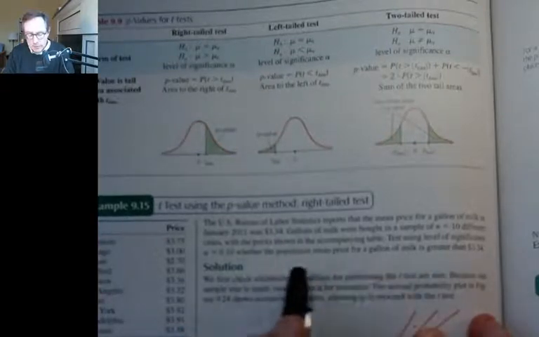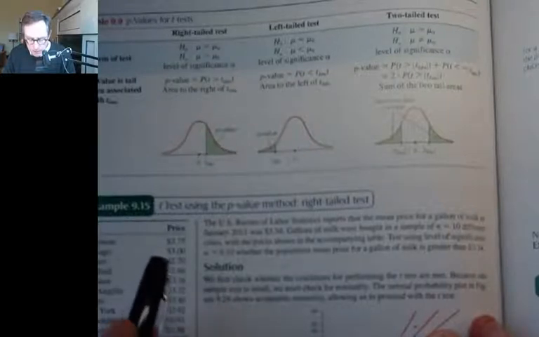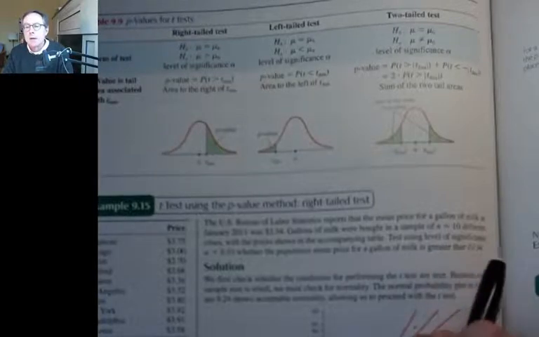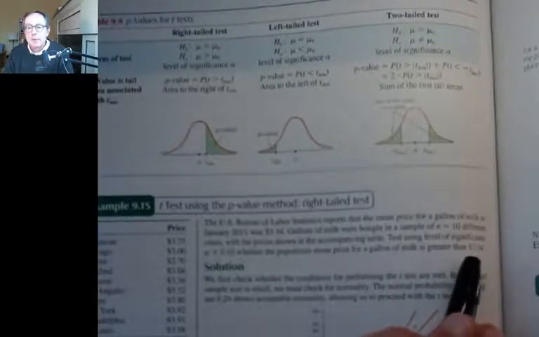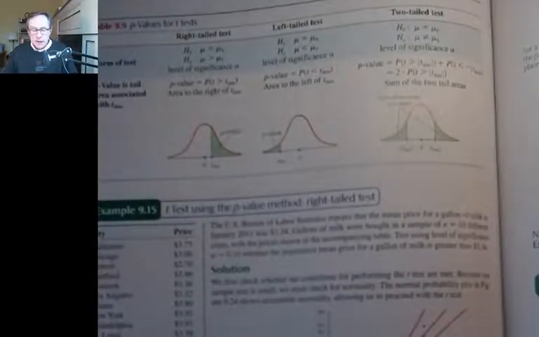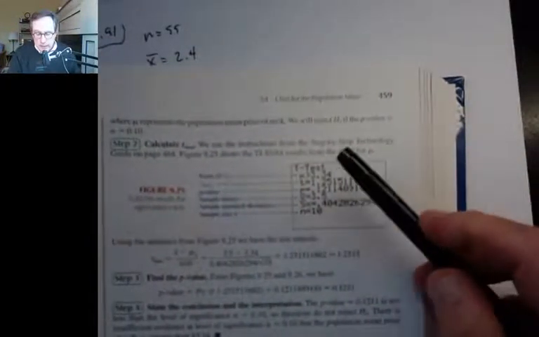We have a sample that comes up with a mean and a standard deviation that I'm going to show you in just a minute, and we're going to argue using that x bar and s whether the 3.34 might be mistaken, and in fact the mean price for a gallon of milk might be greater than 3.34. Now this is a different book, so they use a somewhat different format. But over here, it tells me the mean and the standard deviation and all that kind of stuff, so I'll copy that down onto the paper so that a person can see it.